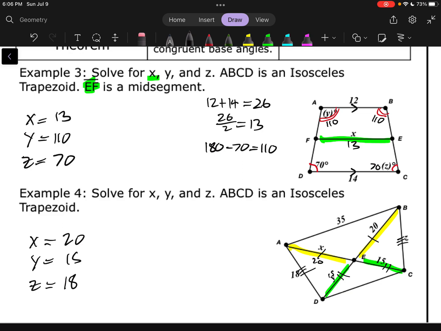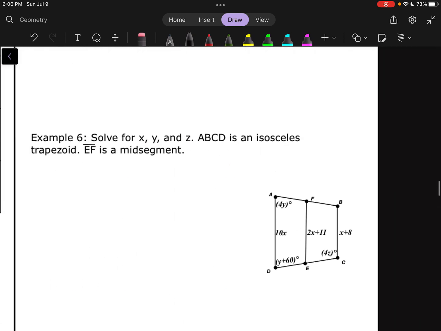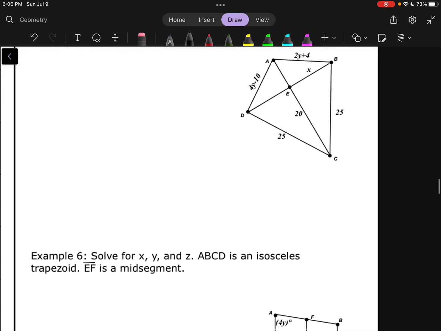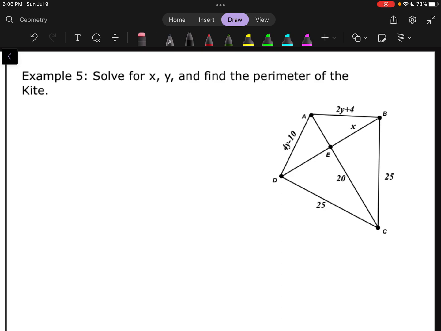Okay, and that wraps that one up. So what do we have left? We've got a big isosceles trapezoid problem, and we got a big kite problem. Okay, so kite. Solve for x, y, and find the perimeter of the kite.